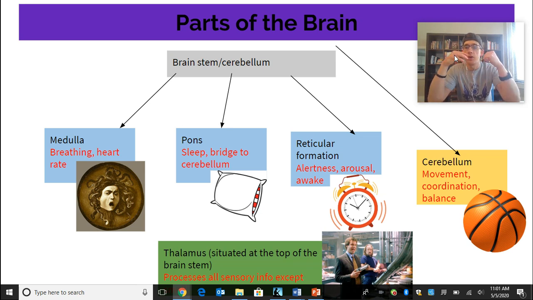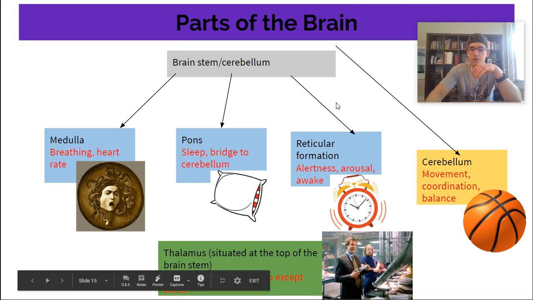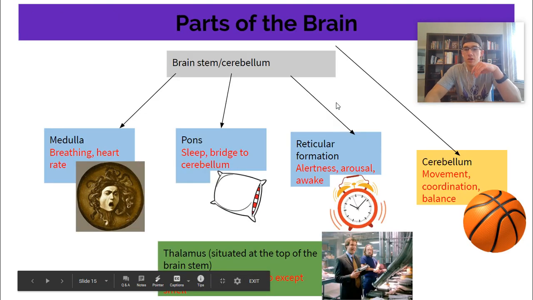So that's actually what allows sensory information to go to the rest of your brain. So your reticular formation kind of turns off when you're sleeping. That's why you're not alert, you're not aroused. And then the cerebellum is the little brain in the back, movement and coordination. Thalamus, remember that processes all sensory info except smell. You can't really see it there, but all sensory information but smell.